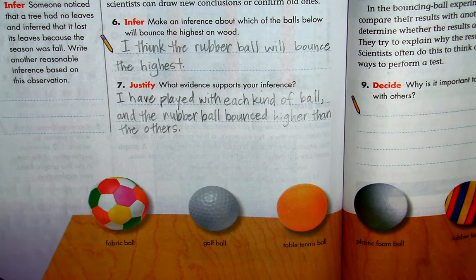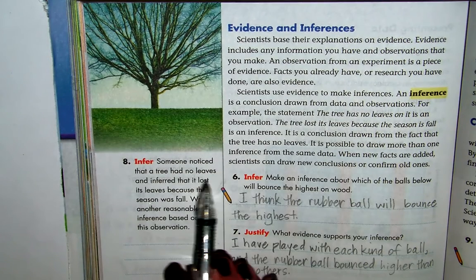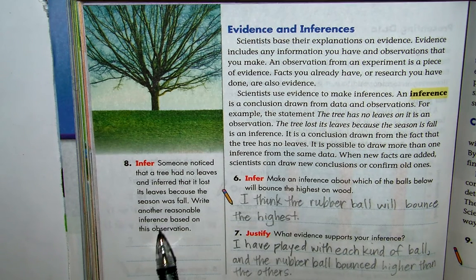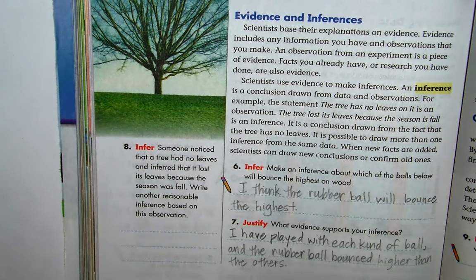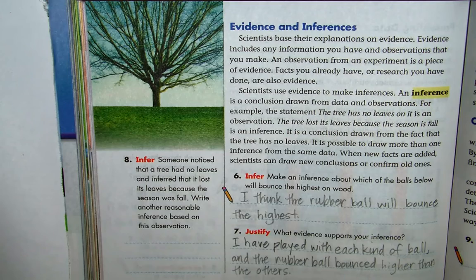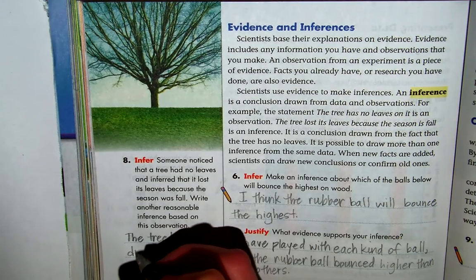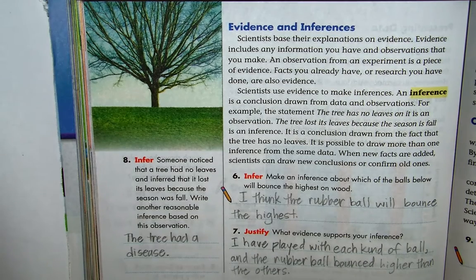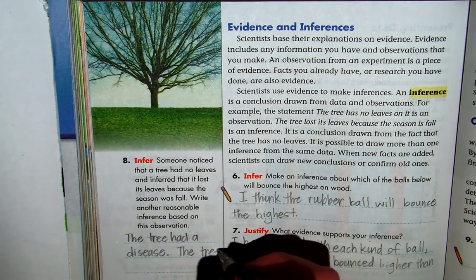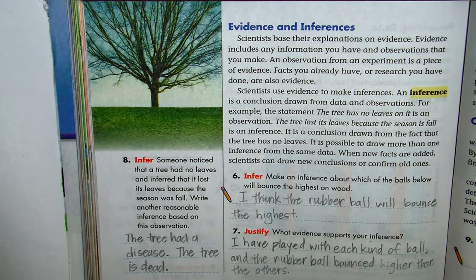Okay, and our last question on this page is to infer about the photo of the tree. Someone noticed that a tree had no leaves and inferred that it lost its leaves because the season was fall. Write another reasonable inference based on this observation. Think about what are some other reasons that a tree might have lost all of its leaves. There are two possible answers that come to my mind immediately. The tree had a disease. Trees can get diseases in them, and it can cause them to die. Or the tree is dead. And those are some of the reasons that a tree might lose all of its leaves.